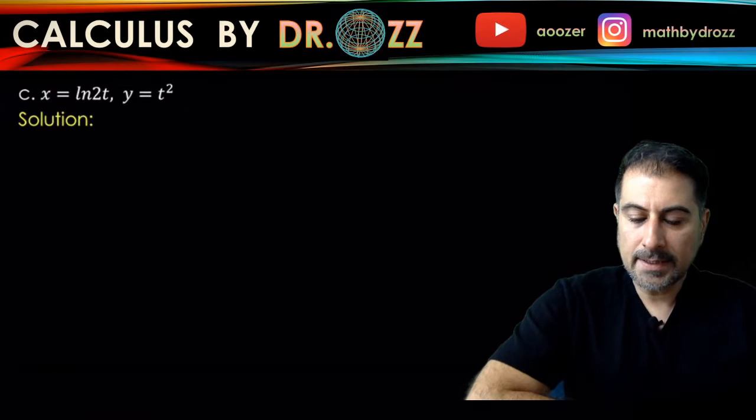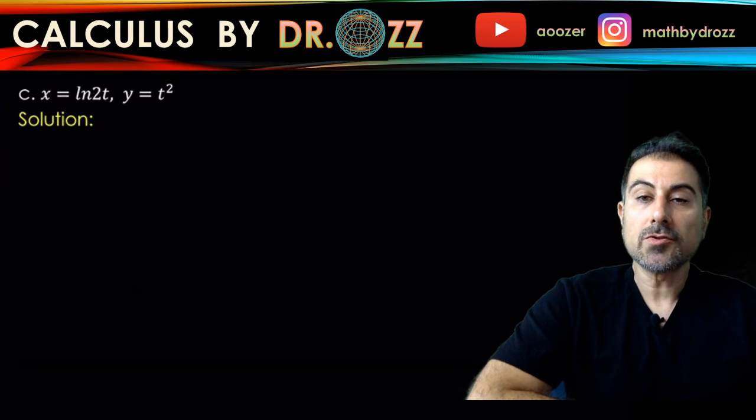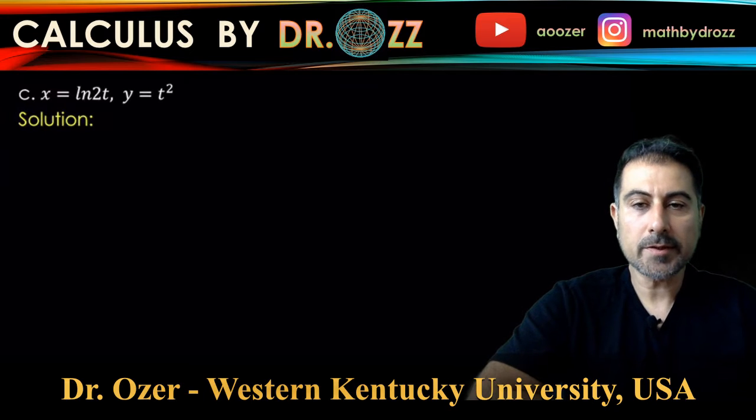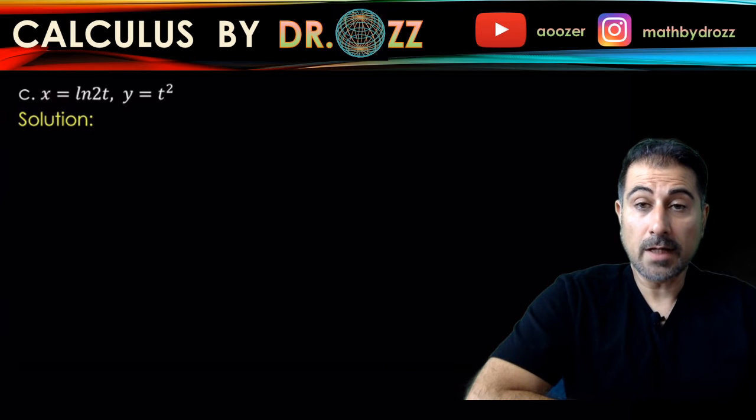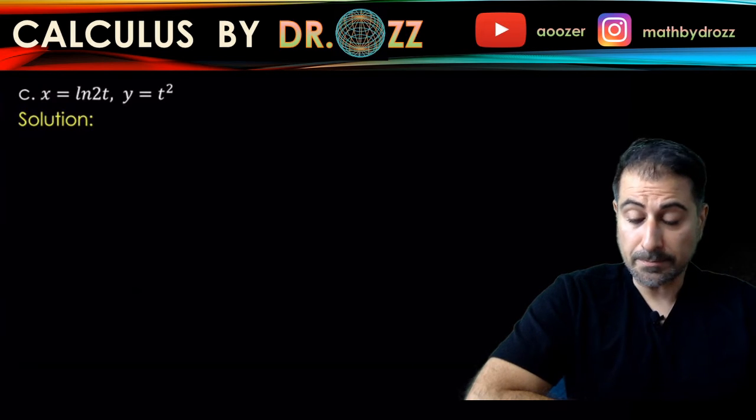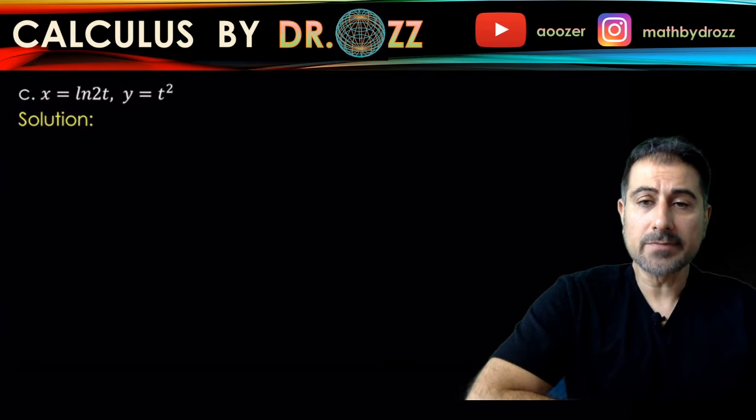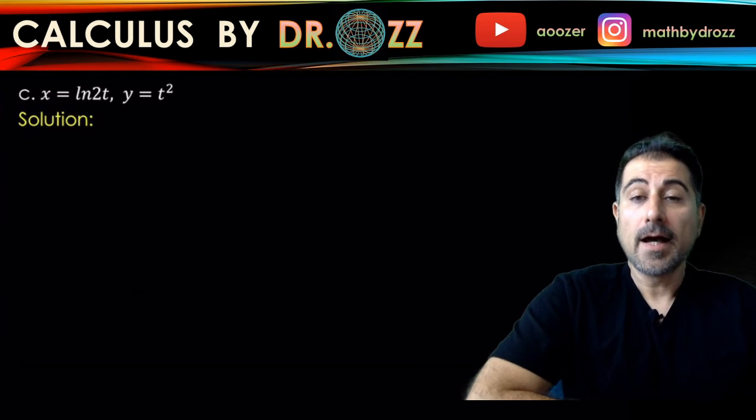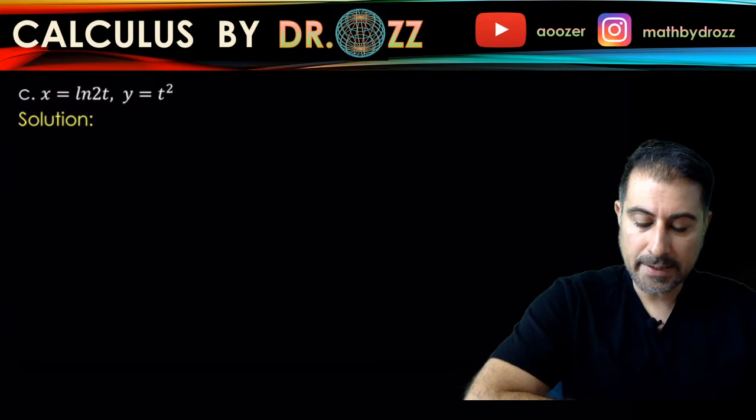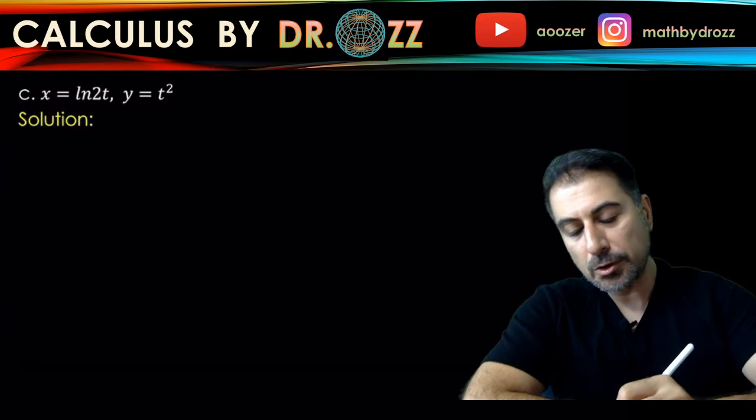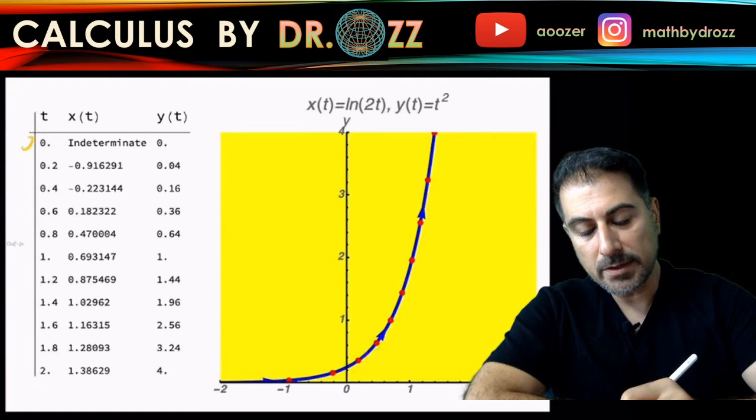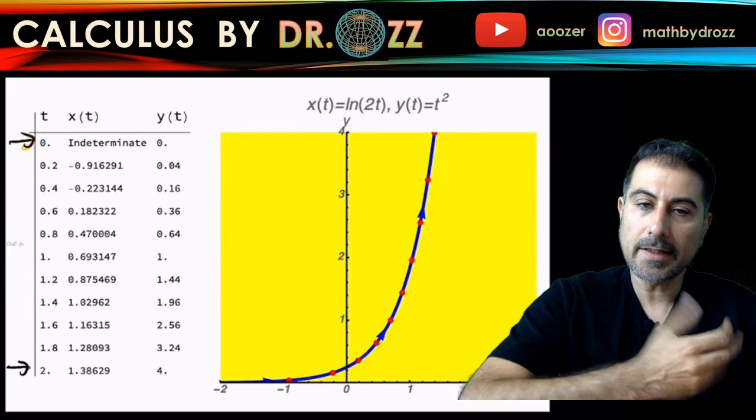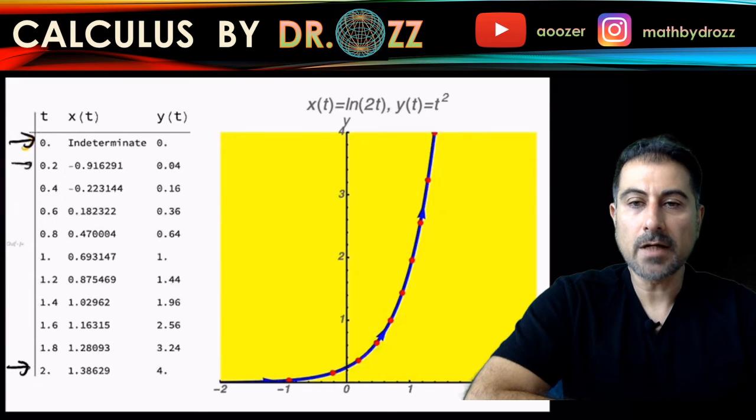All right, in part C, we have x equals ln 2t, y equals t squared. The parameter is t. So the first thing is to decide an interval for t to get simple values for that, so that we actually get x and y coordinates of simple points. Okay. So let me just show you what I did here. I chose the interval 0 to 2. And I wanted to give the increments of 0.2, but again, you can do something totally different from that.